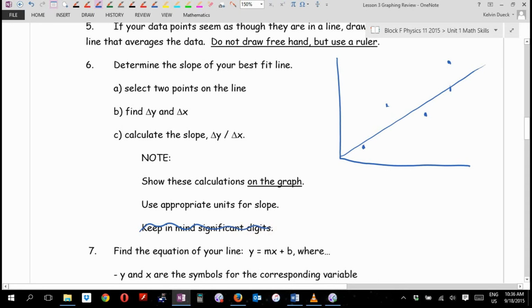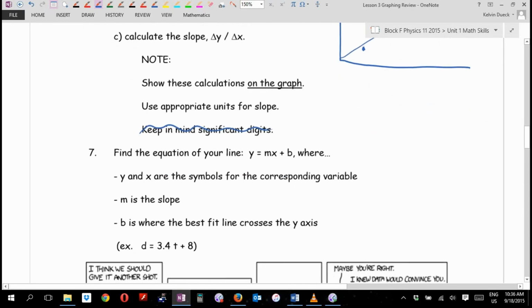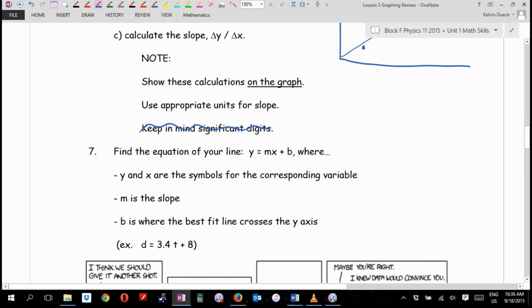Although we should technically keep in mind sig figs, we're not going to. And then find the equation of the line using y equals mx plus b, except don't use y. Use whatever letter is on your y-axis: D for distance, R for radius, E for energy. And don't use x. Use whatever variable you put on the x-axis. T for time is going to be by far the most common one.